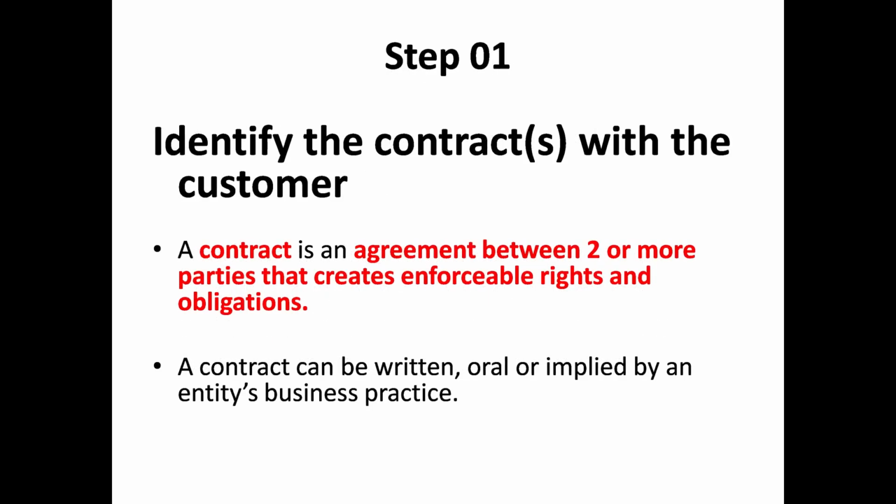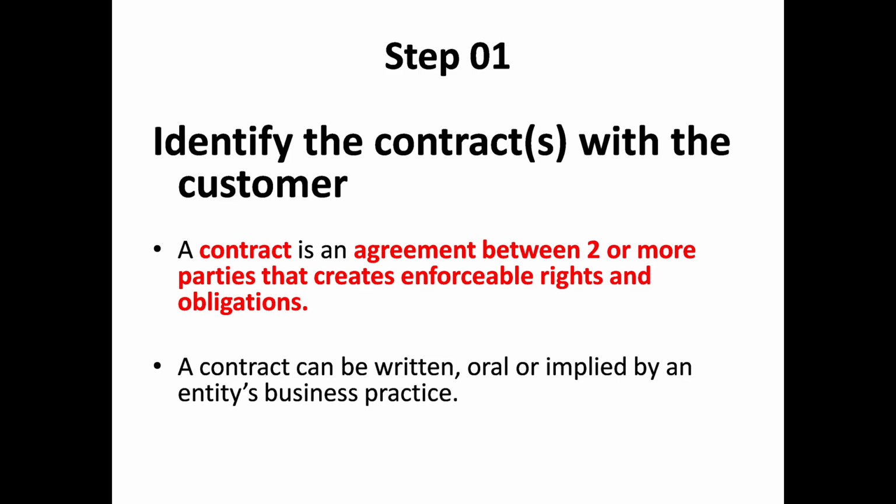Step 1. Identify the contract with the customer. What do you mean by a contract? It is an agreement between two or more parties that creates enforceable rights and obligations. Consider this example. You are going to sell 10 hand sanitizer bottles at 100 rupees each, and you are going to supply those hand sanitizer bottles within 1 week from the date of the order received.